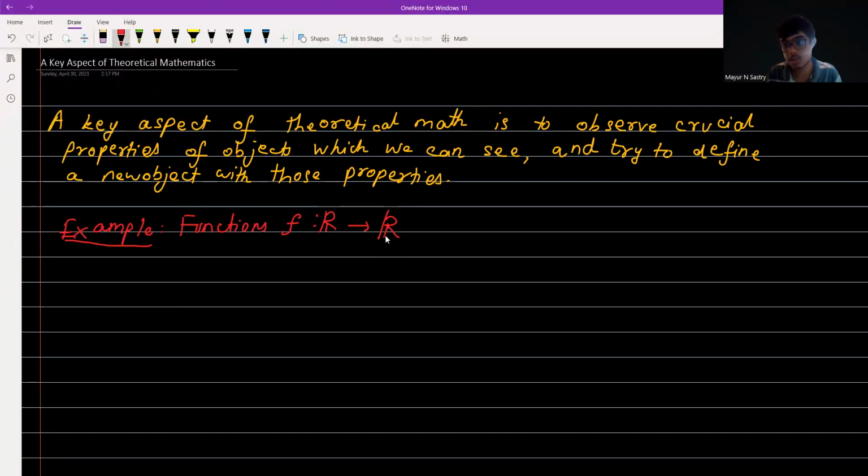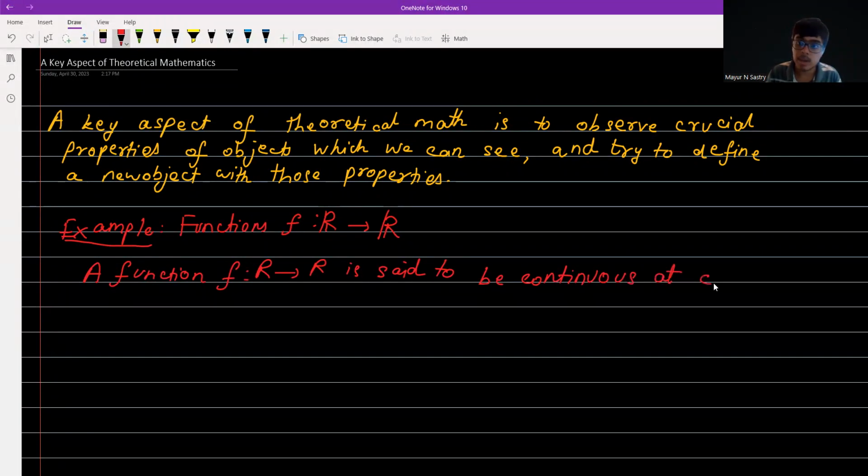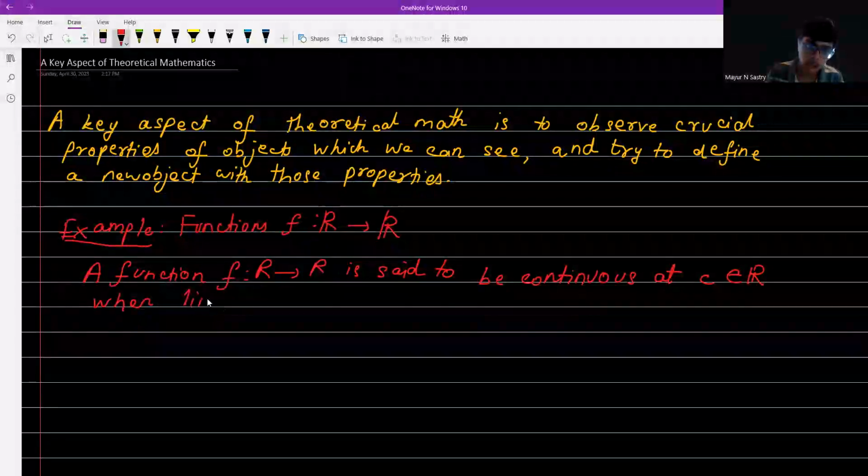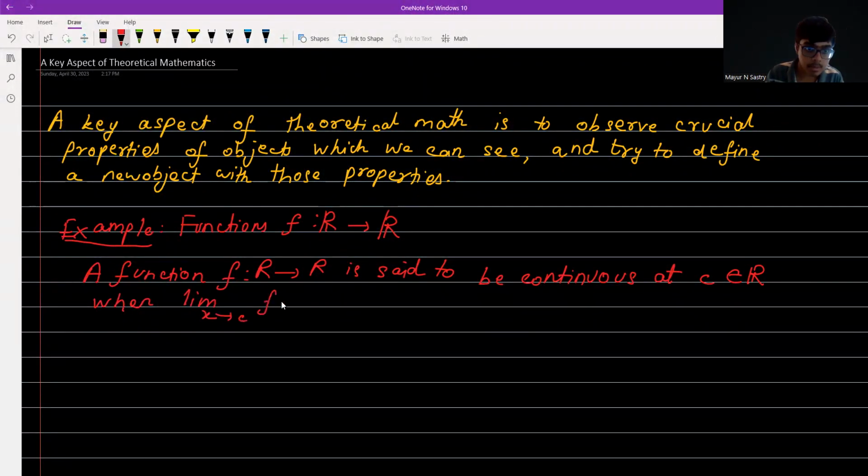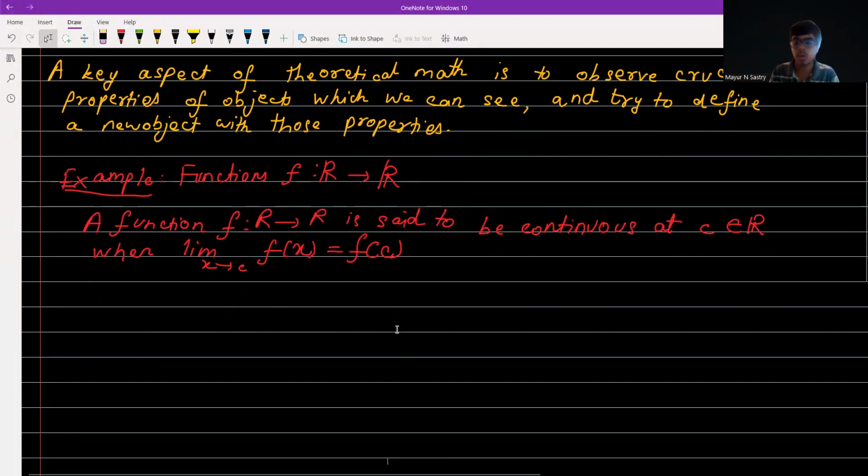The basic definition, which people learn in high school, is that we say that a function f from R to R is said to be continuous at some point c in R when the limit as x goes to c of f of x is actually equal to f of c. Well, this seems okay at first, but one might ask, what exactly do you mean by a limit?